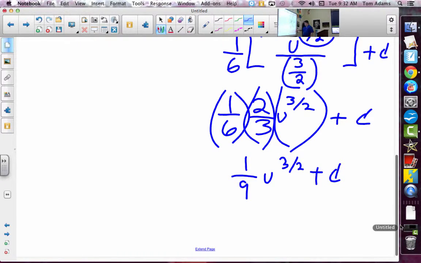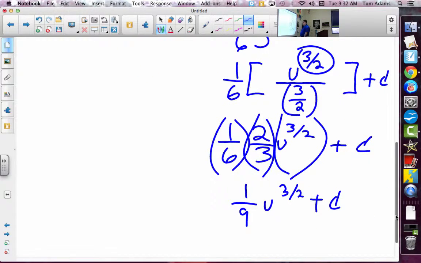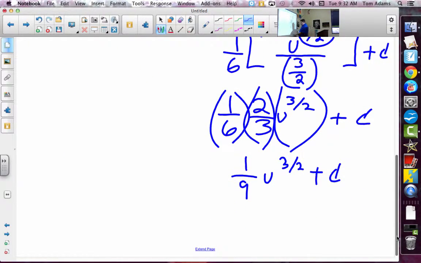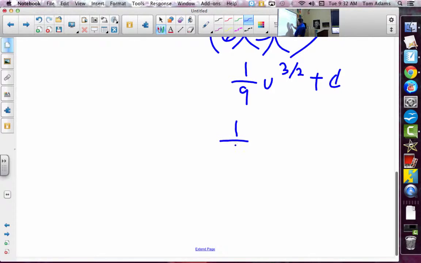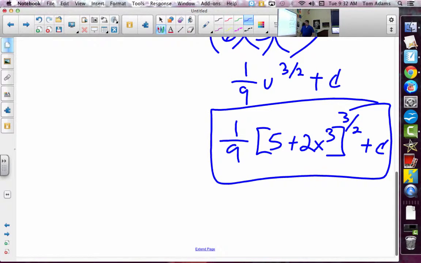But remember, we want this written in x. So remember that u is 5 plus x cubed. So your final answer then would be 1/9 times 5 plus 2x to the third, raised to the 3/2, plus c. So that's your final answer. Keep in mind this is the second time you've seen this, so you're not going to be 100% with it. You just got to practice it.